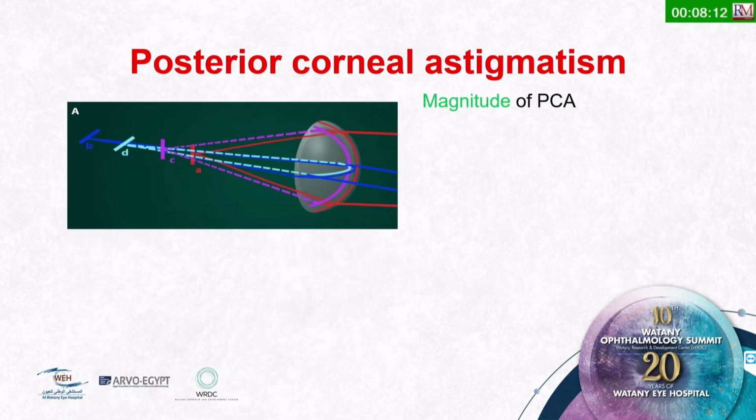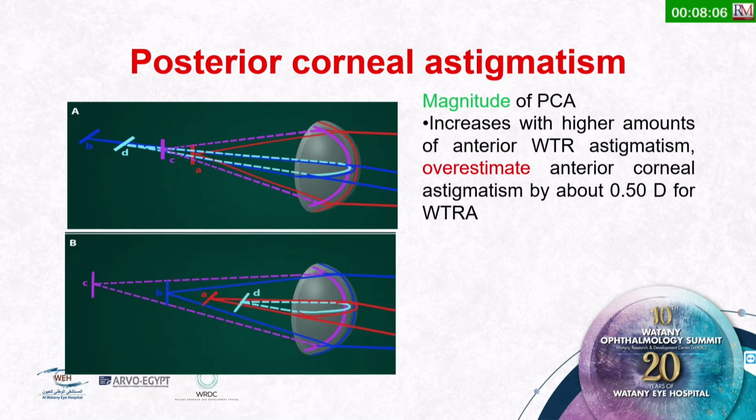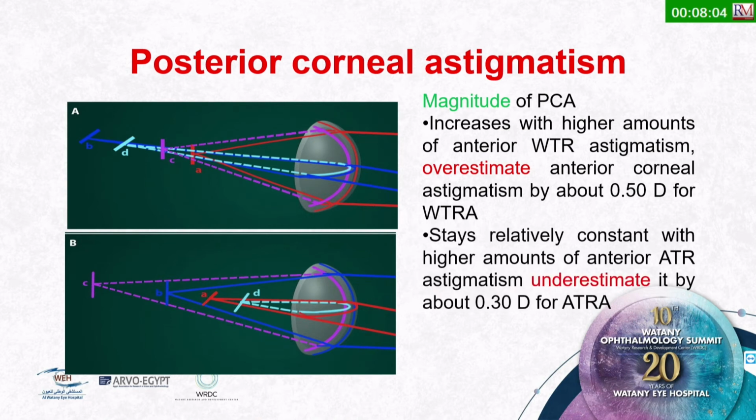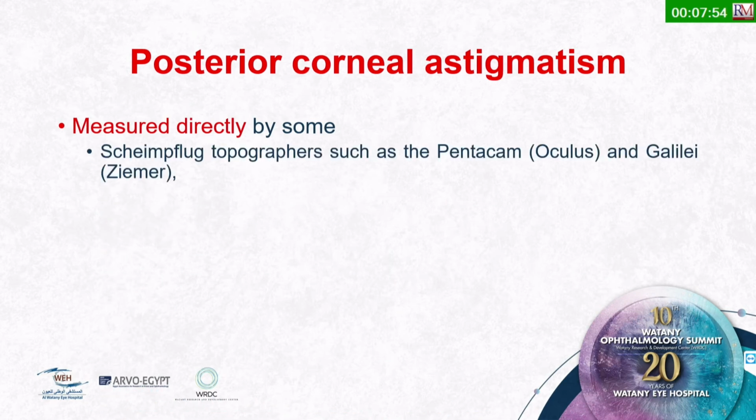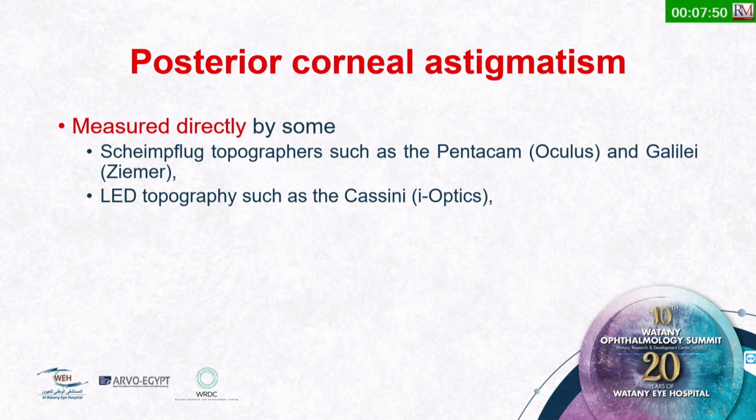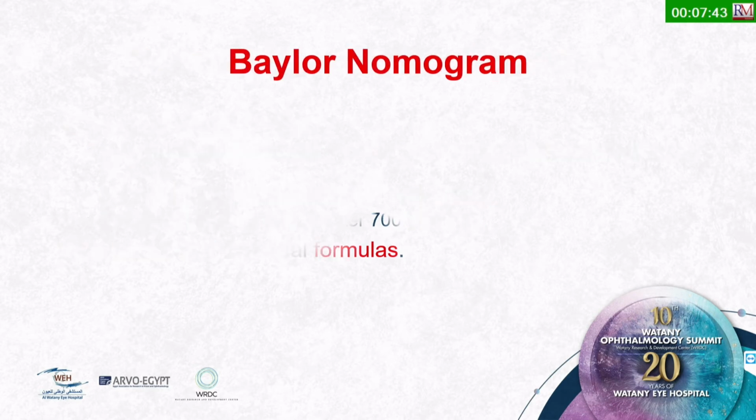So the magnitude of posterior corneal astigmatism increases with higher amounts of anterior with-the-rule astigmatism, and overestimation happens, and it stays relatively constant with higher amounts of anterior against-the-rule astigmatism, and there's an underestimation of 0.3 diopter. I can measure it directly by Scheimpflug topographers like the Pentacam, LED topography like the Cassini system, or swept source OCT like the IOL Master, or I can estimate it by theoretical formulas.